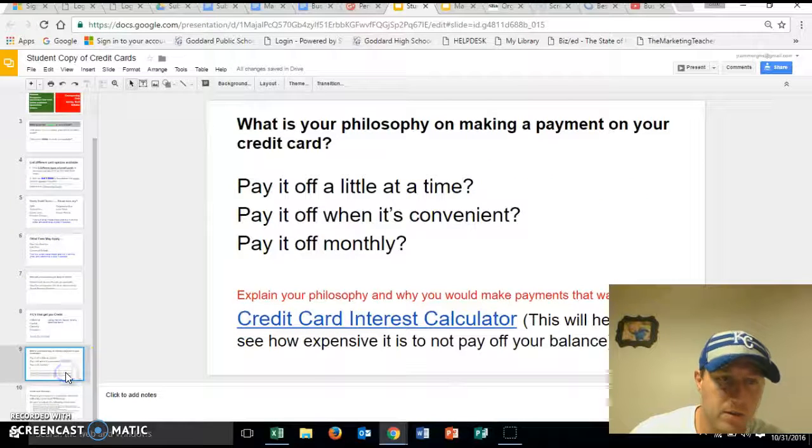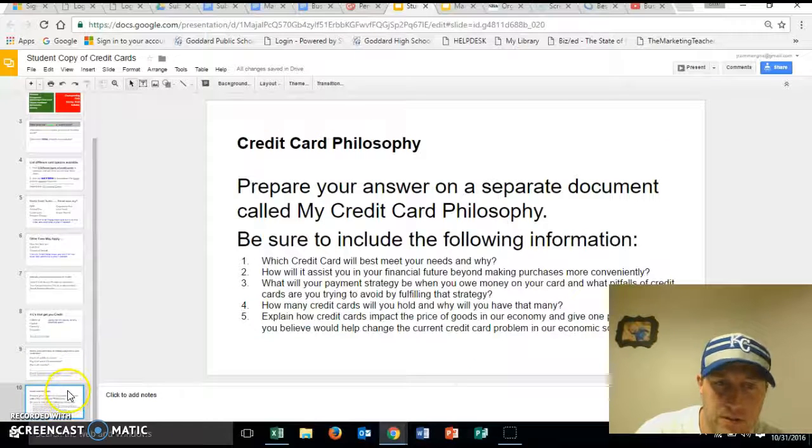After you've done that, the next slide, what is your philosophy on making a payment? Just making a payment, not anything else. What is your philosophy on making a payment on your credit card? Is it pay it off a little at a time, pay it off when it's convenient, or pay it off monthly? Explain your philosophy and why you would make the payments that way. That's it. If you want to look at the credit card interest calculator again to help justify your answer, you can do that.